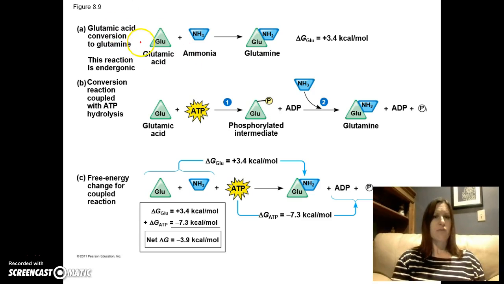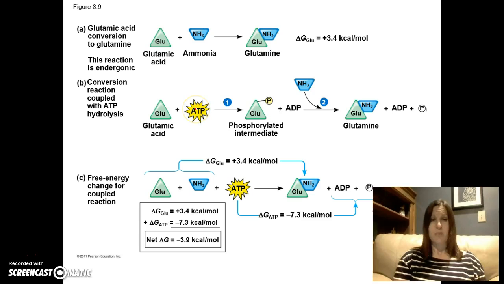So we have glutamic acid plus ammonia. This is an endergonic reaction. How do we know? Well, anytime we're combining two simpler molecules to form a larger, more complex molecule, that's endergonic. Energy is being absorbed here. So we have 3.4 kcals. It's positive, so we know it's endergonic. So in order for this reaction to occur, it must be pushed forward by an exergonic reaction. What's our exergonic reaction going to be? It is going to be the breakdown of ATP.